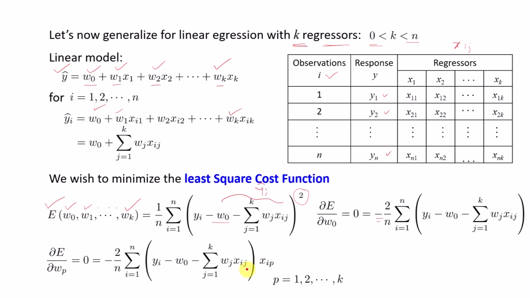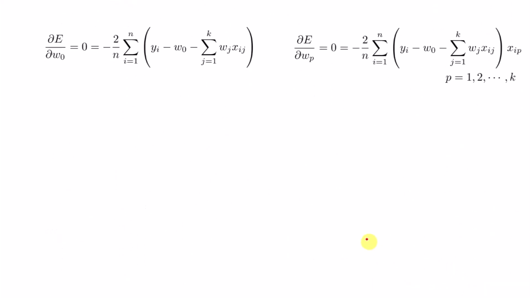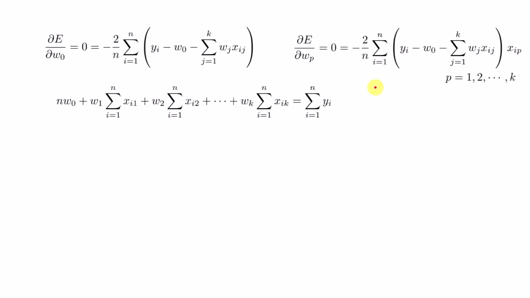Now you see that here I have one equation and here I have k equations. Together we have a total of k plus 1 equations, and we have the unknowns from w naught to wk. We have k plus 1 unknowns. So in principle, we should be able to solve them and get the values of all these unknowns. So now let us see how we'll get the equations for w naught to wk. The first one is coming from del E del w naught.